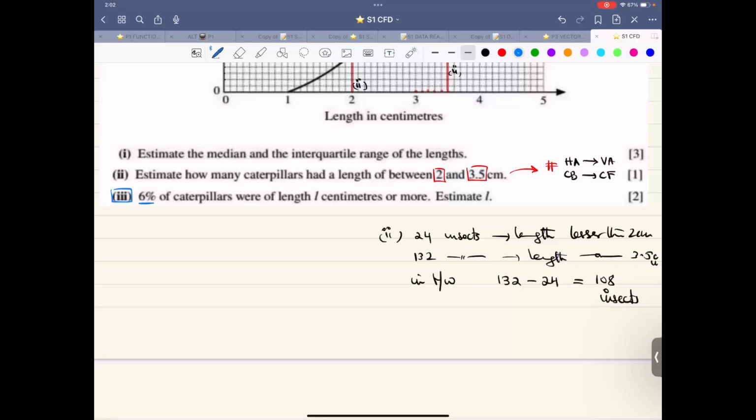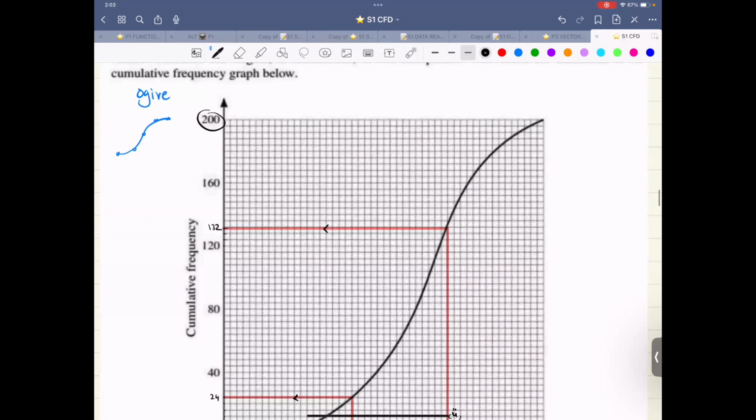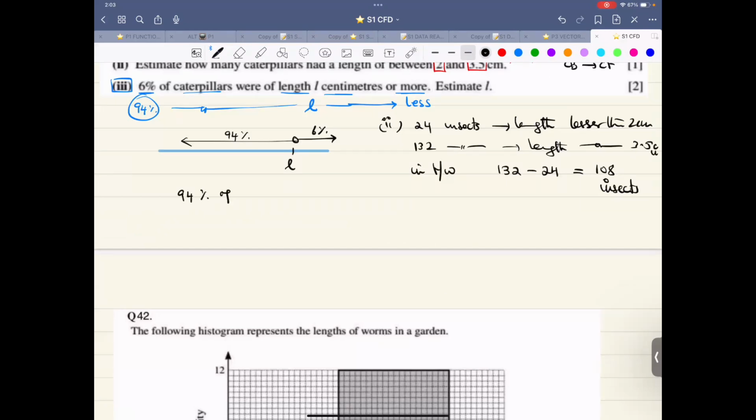Now, what about this one? Part 3. 6% of the caterpillars were of length L centimeters or more. That means 94% of caterpillars were of length L centimeters or less. So I have retranslated it, just like we did in the chapter called normal distribution. So it's a matter of perspective. There is a length L such that more than L is how much? That is 6%. Therefore, less than L is how much? 94%. Now, how many caterpillars are there? 200. So let's first evaluate 94% of 200. That is 90, 90, 180, and 4 is 8.